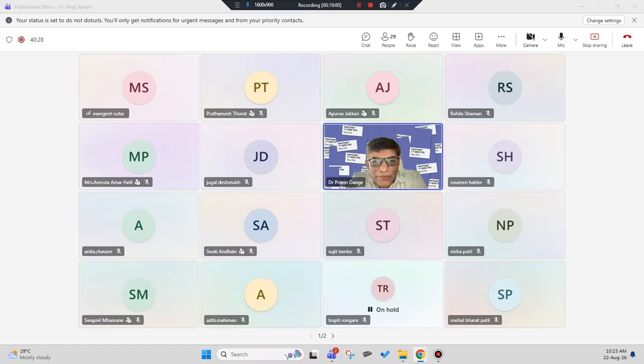Remote workers are less productive because they can be directly observed. Yes, verifiable. So verifiability versus subjective interpretation. That's the two extremes that they work on.